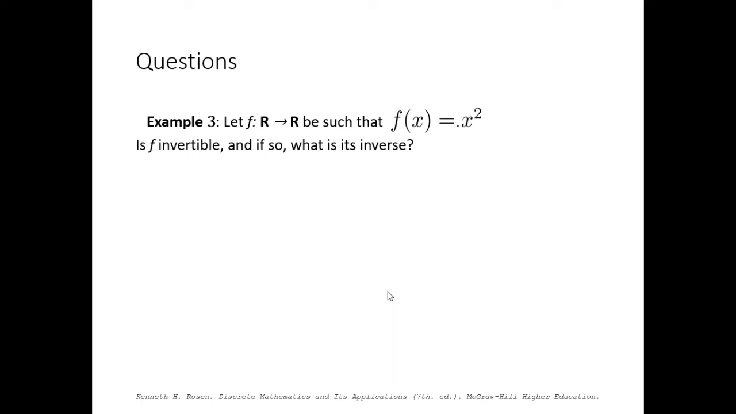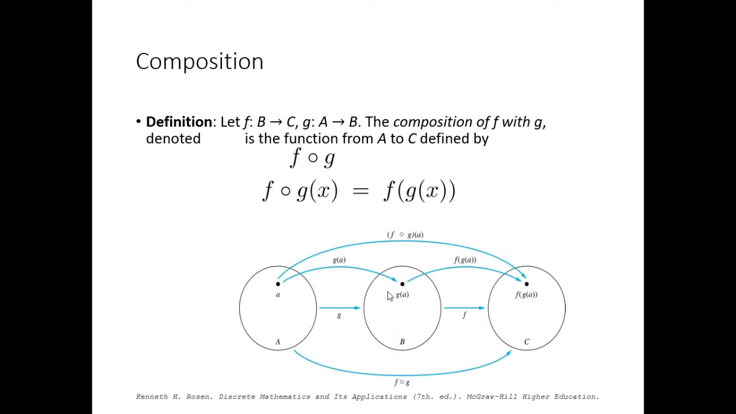So let f be a function from the set of real numbers to the set of real numbers such that f(x) equal to x squared. Is f invertible, and if so, what is the inverse? So first of all, this function is not invertible because it is not one-to-one, because every real number is not a perfect square. Now let us move on to composition of functions.